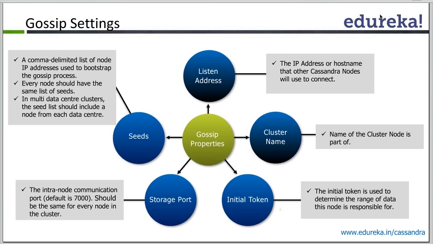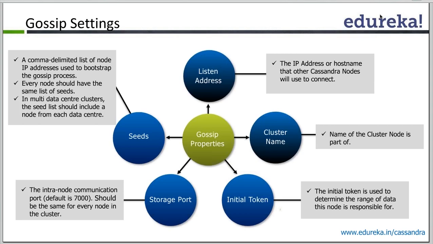Coming to seeds, we already understood what seeds are. Seeds is a comma delimited list of node IPs, which helps in the bootstrapping process. In case a new node is brought into the cluster and it needs to obtain the metadata, it looks at this list of seeds, picks one of the nodes from that seed list, connects to it and obtains all the metadata. And the list of seeds should be exactly the same in all the nodes. Every node inside the cluster has to have the same list of seeds.